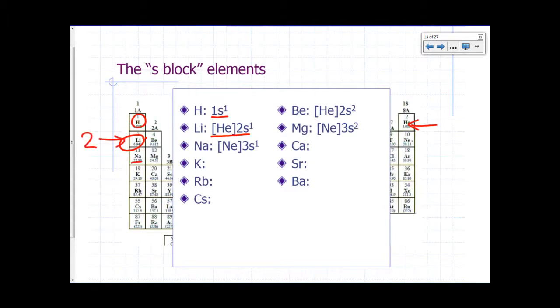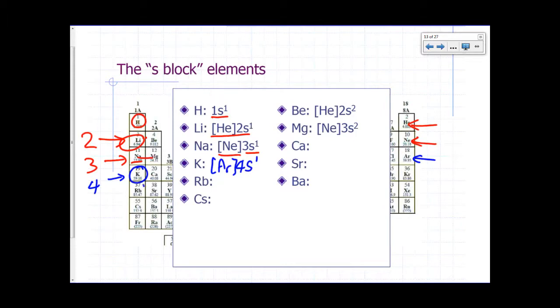Sodium comes after neon. So after the neon core, you fill in your 3s orbital. So this is the third row. The outermost shell has a 3s orbital with 1 electron. So what do you think potassium is going to be? Potassium comes after argon, so it's going to have an argon core. And then potassium is in the fourth row. After the argon core, the next subshell to be filled is the 4s, so argon core 4s1.